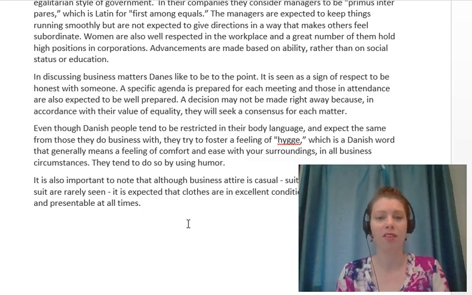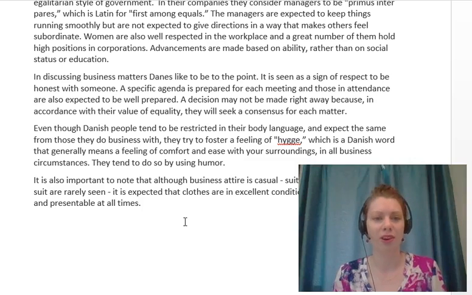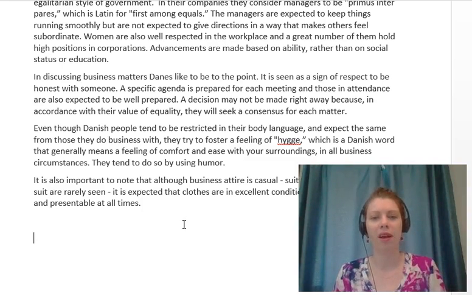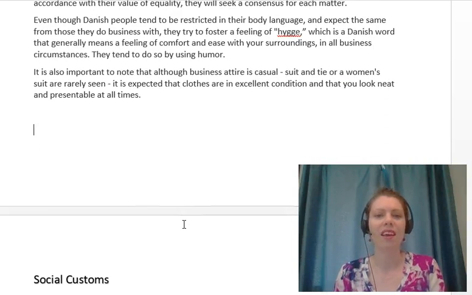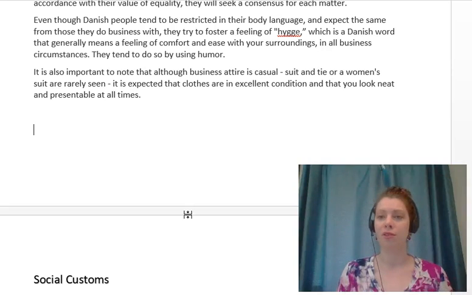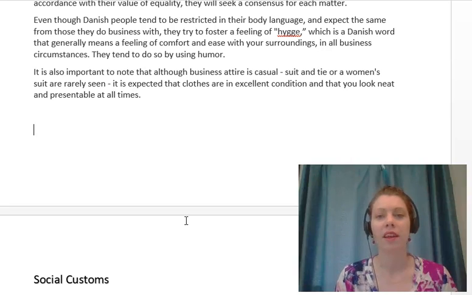Even though Danish people tend to be restricted in their body language and expect the same from those who they do business with, they try to foster a feeling of hygge, which is a Danish word that generally means a feeling of comfort and ease with your surroundings in all business circumstances. They tend to do so by using humor. It is also important to note that although business attire is casual, suit and tie or a woman's suit are rarely seen. It is expected that clothes are in excellent condition and that you look neat and presentable at all times.